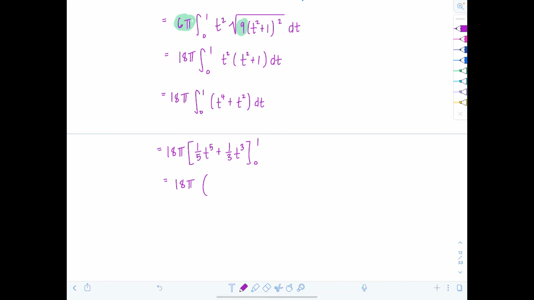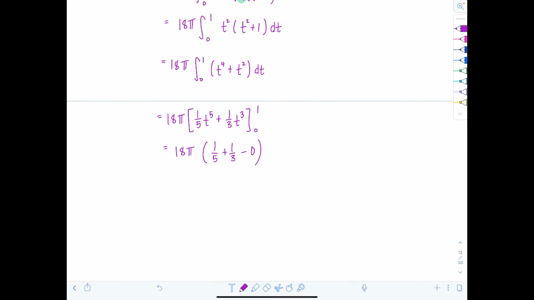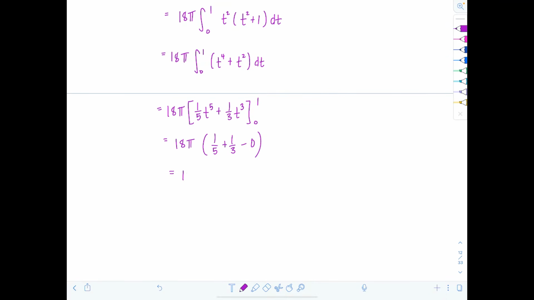18 pi, this is going to be 1/5 plus 1/3 minus 0. So 1/5 plus 1/3, if I get a common denominator, it's 15. So that's going to be 8 over 15. So we've got 18 pi times 8 over 15. Cancel, cancel. I can take out a 3, right? So this is going to be 5. This is 6. They wanted an exact answer. That's what we're going to give them. 48 pi over 5. Bam. So nice. Are you proud of this? This is a lovely problem, I think.